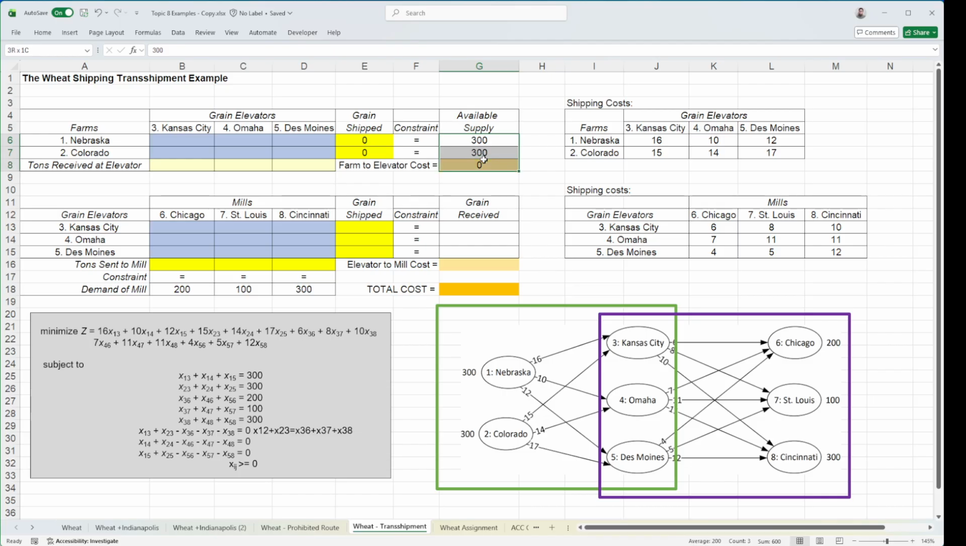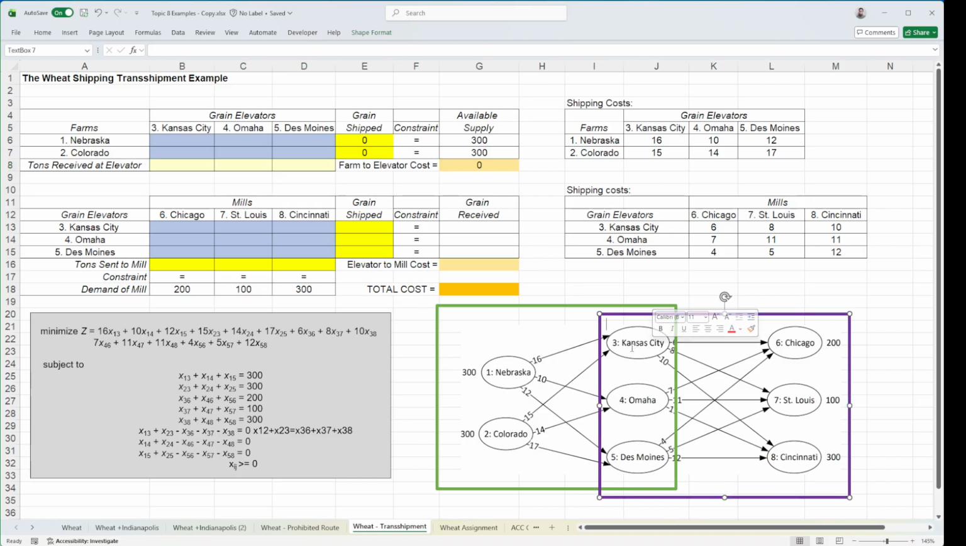Okay, and they should be equal to the actual supply numbers, 300. And then the 2 cells in light yellow in row number 8 should implement the function that calculates the amount received by each grain elevator, right?